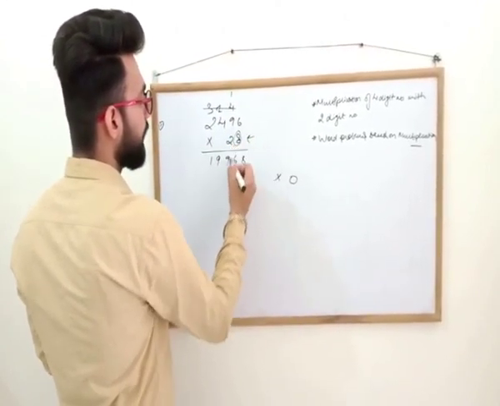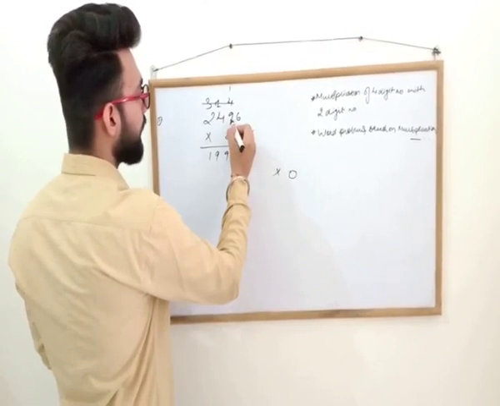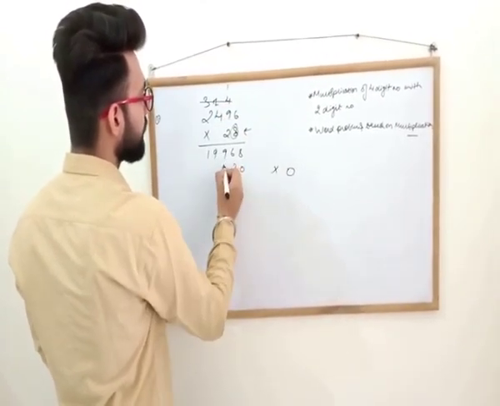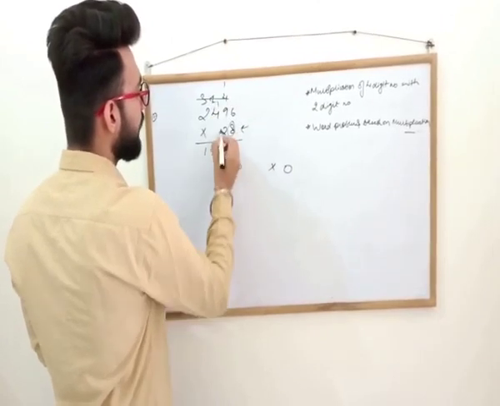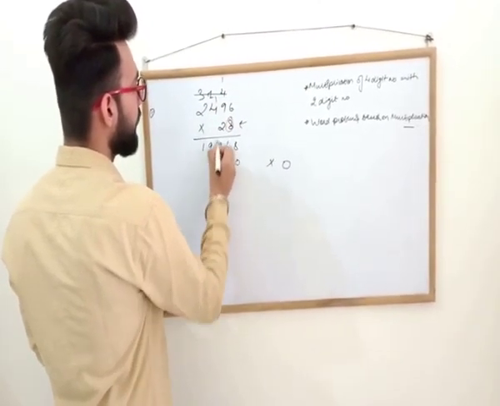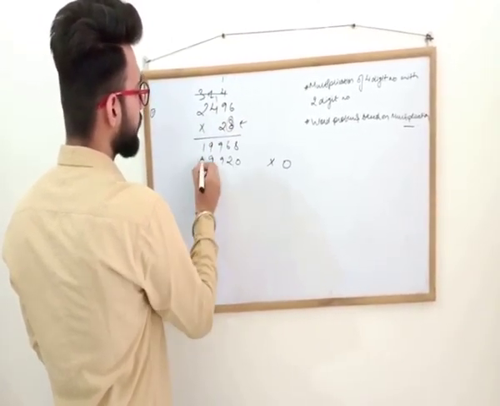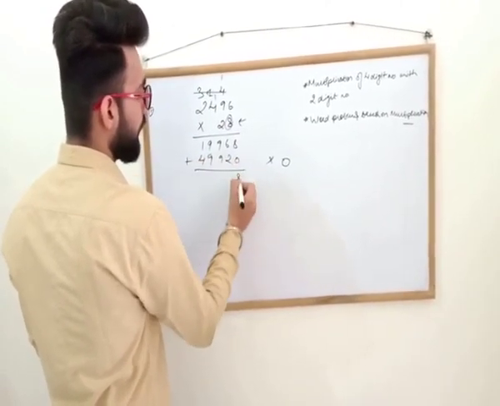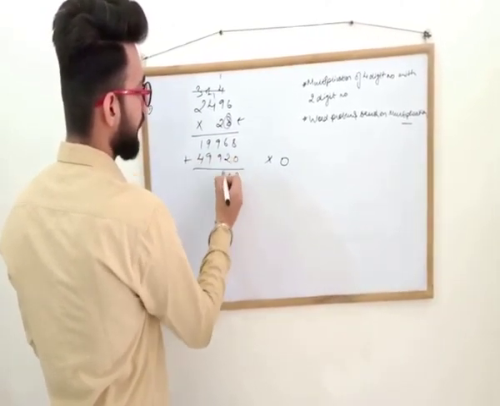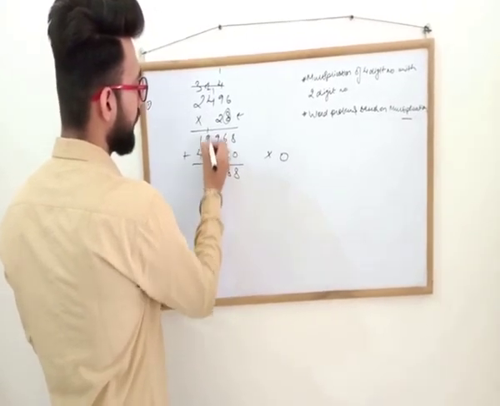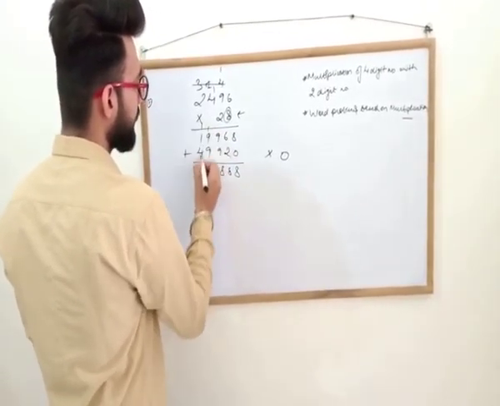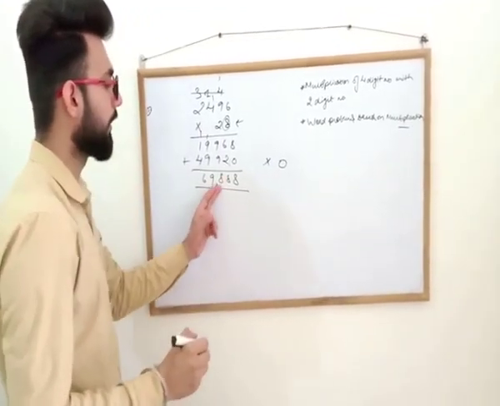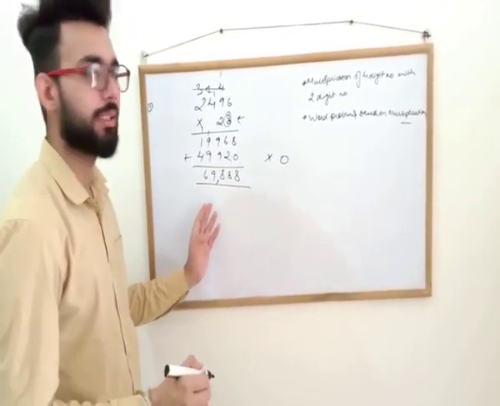2 sixes are 12, carry 1. 2 nines are 18 and 1 is 19, carry 1. 2 fours are 8 and 1 is 9. 2 twos are 4. Now we'll add. 8, 6 and 2 is 8, 9 and 18, carry 1, 19, 1, 6. So the answer to this question is 69,888.